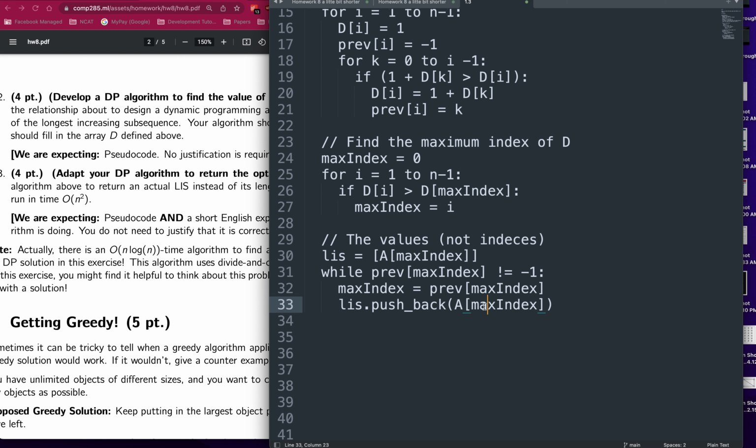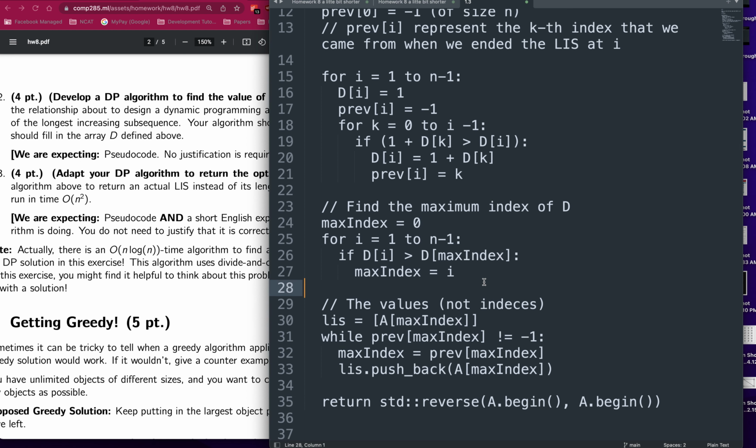So we have updated max index. Now we go and we say, well, if you're not -1, that means there's still somebody, right? So we go back to you. We add whoever you are. Then we keep going, we keep going. And then at the end, we return the reverse of A, because of the way I defined it. In this case, it's backwards. Okay, so this is one version of the pseudocode for reconstructing the actual LIS.